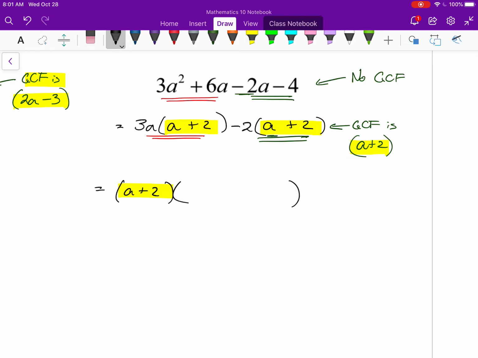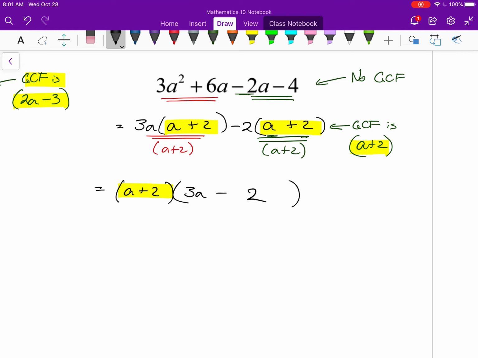And then what's left? Well, every time you pull out a factor, you're essentially dividing everything by your factor. So I'm dividing each of these by a plus 2 when I pull it out. And so that first term, 3a times a plus 2 divided by a plus 2 is just 3a. Minus 2 times a plus 2 divided by a plus 2 is just 2.